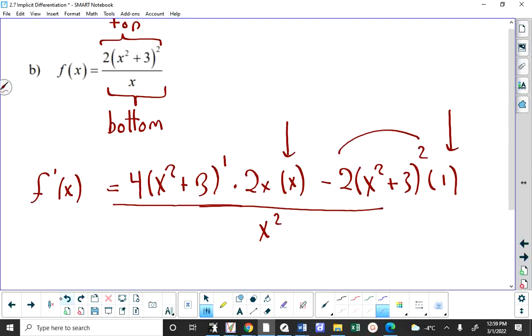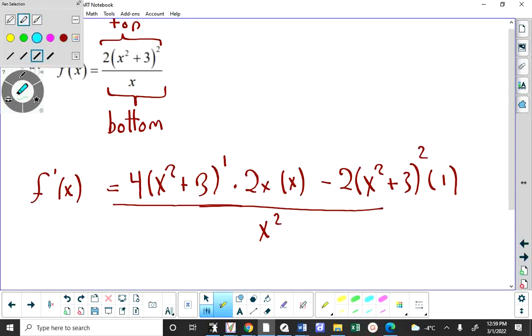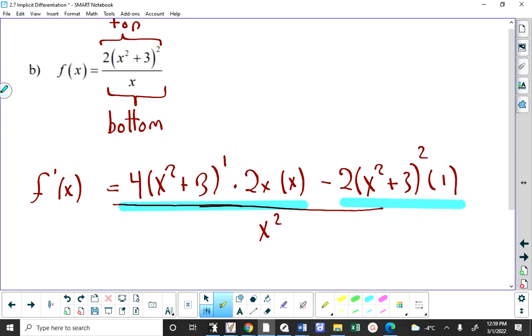Okay. Now what I'm going to do is factor. With the product rule and the quotient rule, you are always going to end up getting 2 terms, right? In this case, with the quotient rule, you get a term minus a term. And each of these terms has a common factor of 2. And each of these terms also has a factor of x squared plus 3. There's x squared plus 3 in the first term. There's x squared plus 3 in the second term. They're raised to different exponents. We take out the lowest exponent.